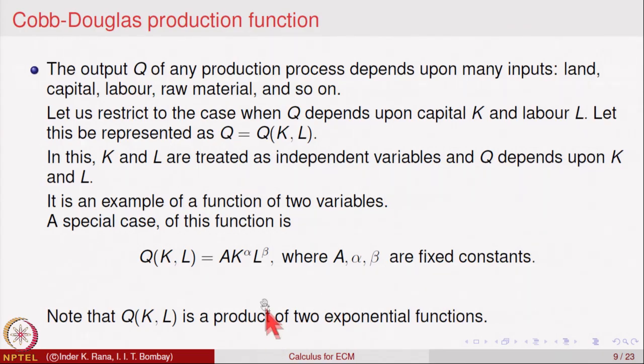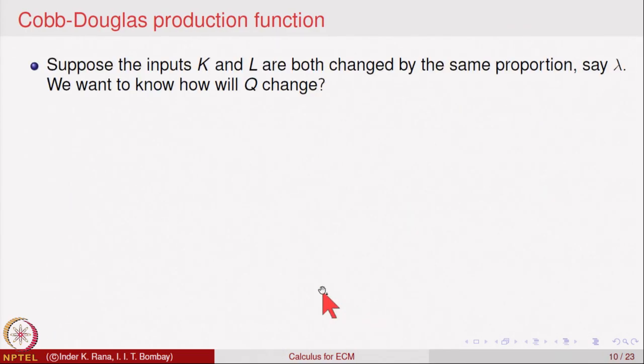So, here this is a product of two exponential functions, right. Now suppose the inputs K, the capital, and L, the labor, are both changed by the same proportion. We want to know what will be the effect. So, they are changed by the same proportion, say lambda. What does that mean? We change the capital by a constant of proportionality lambda, and L is also changed by the same constant of proportionality, lambda. So, we want to know how does the Q change.